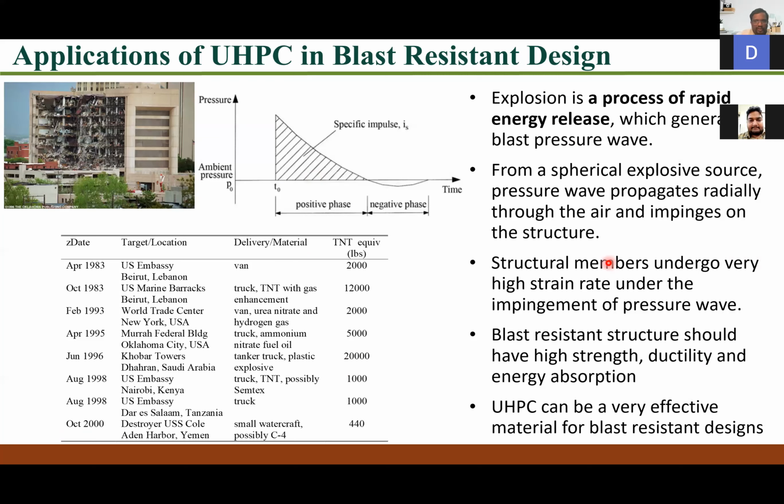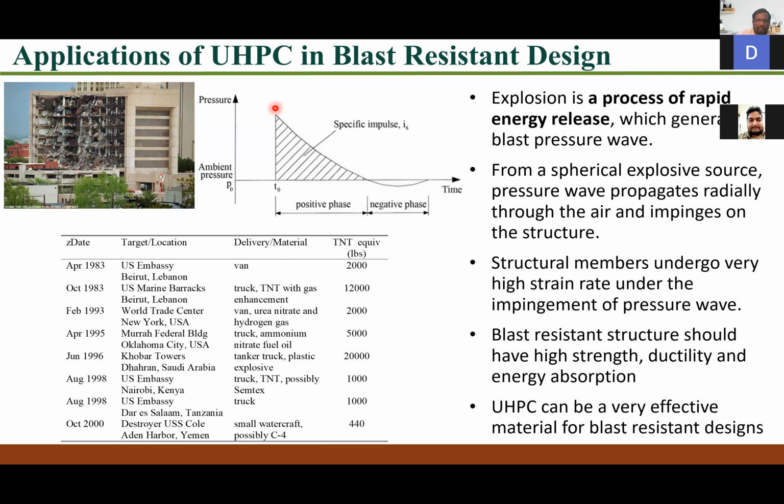So for such a very high load, they're subjected to a very high shock wave or pressure wave. These blast resistant designs should have very high strength, ductility, and also should be able to absorb the energy. If you look at the pressure distribution, it's a very short pulse. It happens over basically a millisecond. You have a sudden increase in pressure, and then this pressure basically dies down.